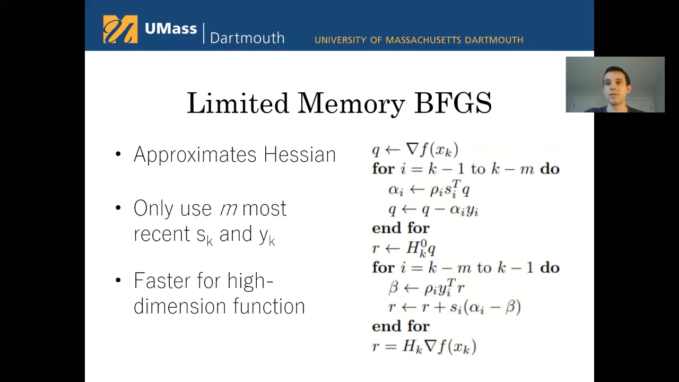So you basically iterate through, again, y and s, the m most recent ones, to get an eventual approximation where r is approximately equal to the inverse Hessian times the gradient. So this actually allows you to reduce the amount of storage that you need because you don't have to store the whole Hessian, and it can be faster because you don't have to multiply the whole Hessian.